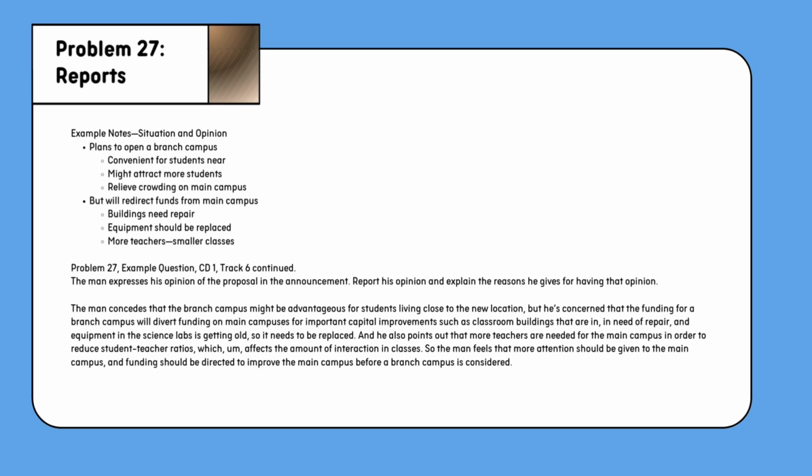And he also points out that more teachers are needed for the main campus in order to reduce student-teacher ratios, which affects the amount of interaction in classes. So the man feels that more attention should be given to the main campus, and funding should be directed to improve the main campus before a branch campus is considered.